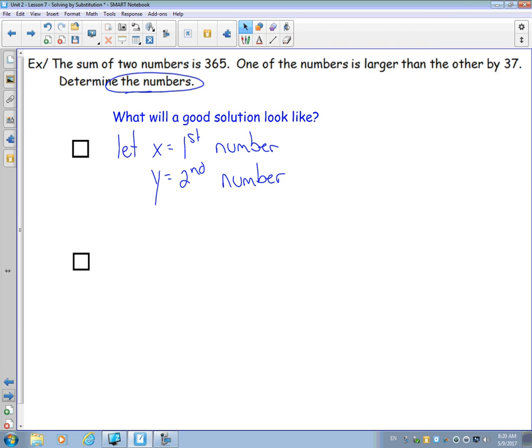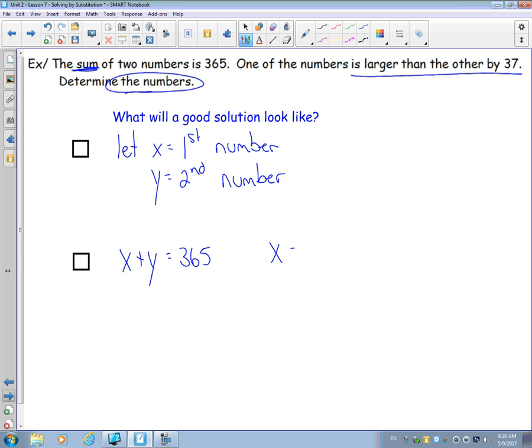Step two, what else do I need? I need some equations. What do I know? I know the sum, that means when I add things, it's 365. So x plus y is 365. I also know one of the numbers is larger than the other by 37. So I can say that x is y plus 37. It's 37 more than the previous number. Now, if you had turned this around and said, I don't know, y equals x plus 37, would that work also? Sure it would. Or even if you had said that the difference between the two numbers is 37, that would also work. They're just different versions of this equation. They're all going to get you the same answer, though.